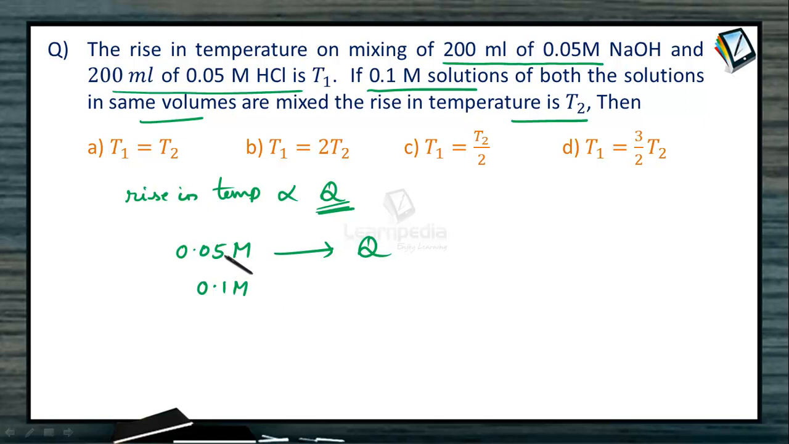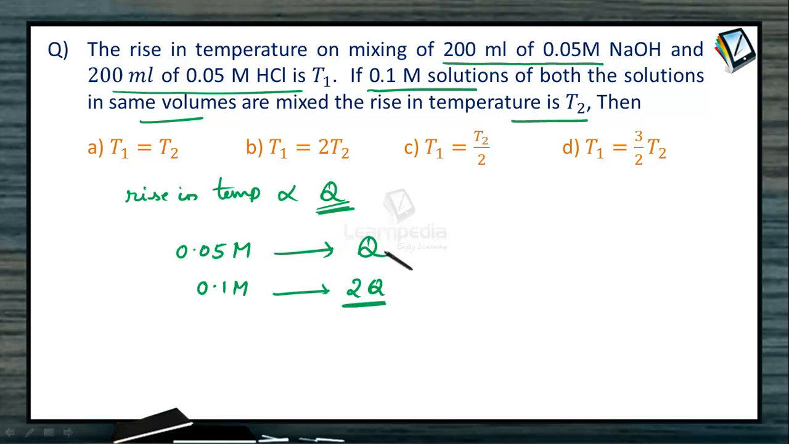So definitely when compared to the previous one, the amount of heat released is more and exactly is double that of the original one, isn't it? Because here the concentration is 0.05 molar, and in the second case the concentration is 2 into 0.05 molar. So definitely the amount of heat released is double that of the original one. It is equal to 2Q.